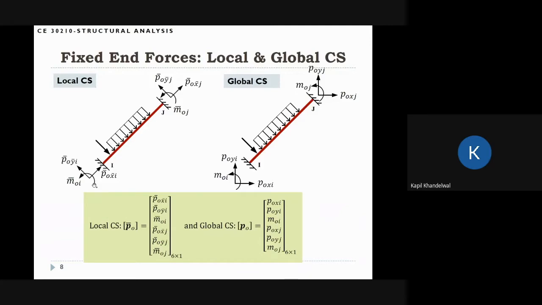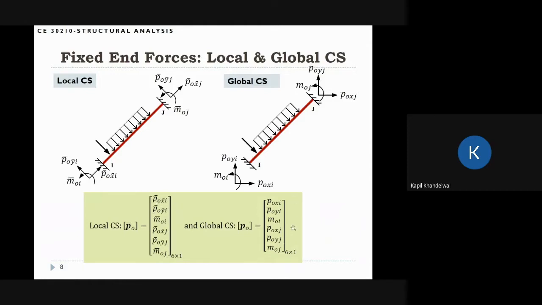In some sense, you can also think that these forces are just like if you take these forces and decompose in the x and y direction, like a global x and y direction, you will end up with these forces. But this is the calculation we want to do, but we want to do in a more systematic way. So in the local coordinate system, we are going to use the bar again to represent the fixed end forces.